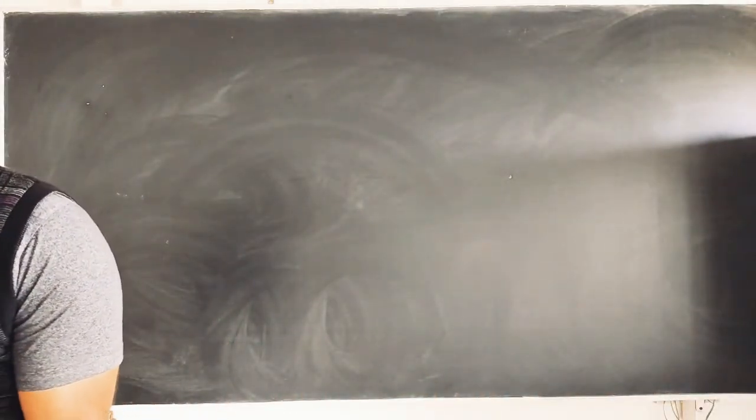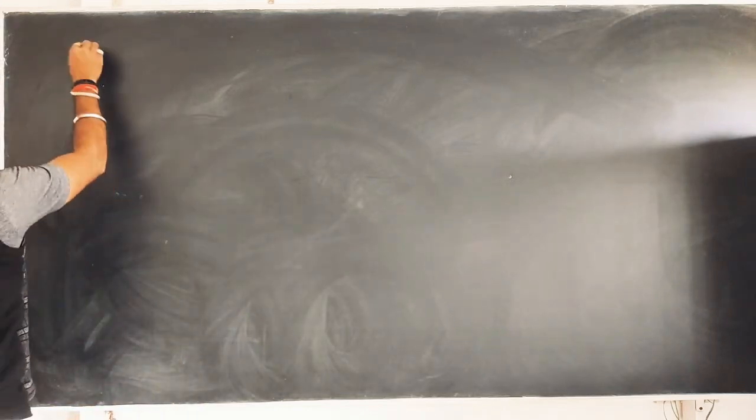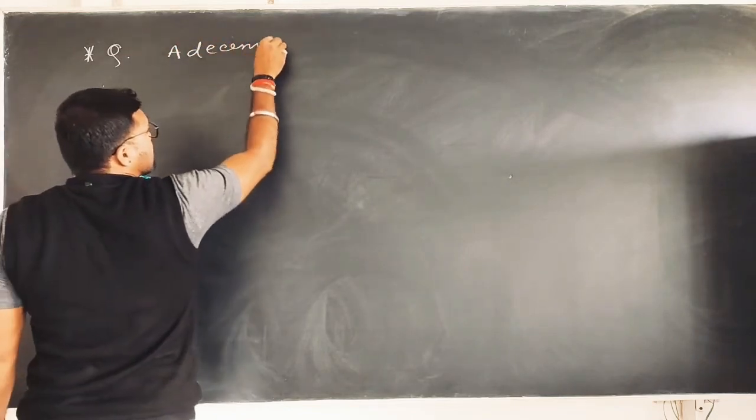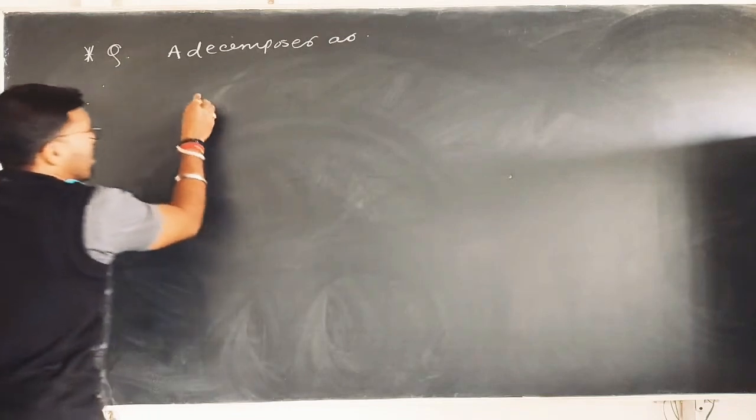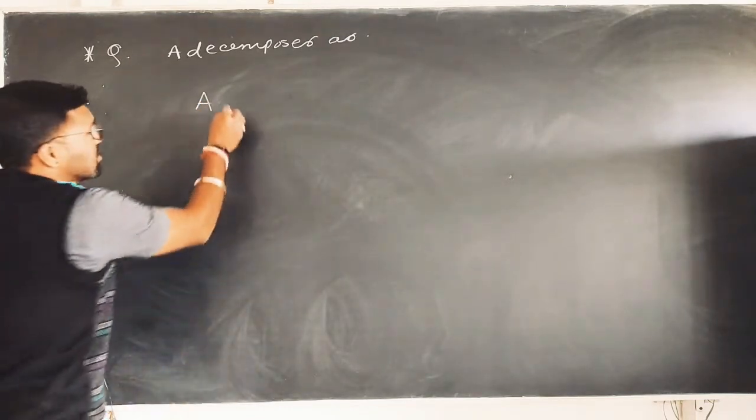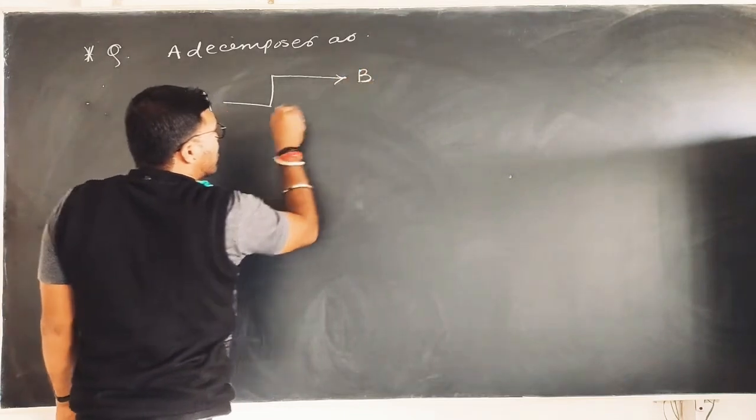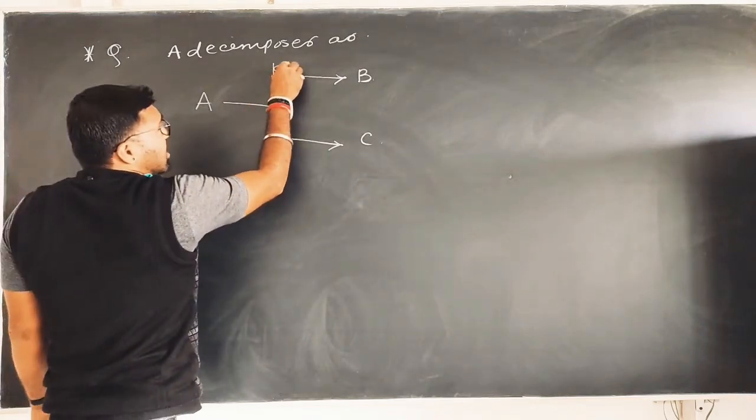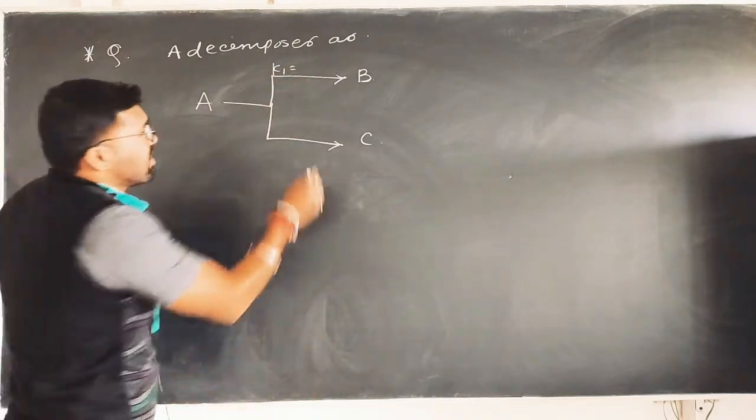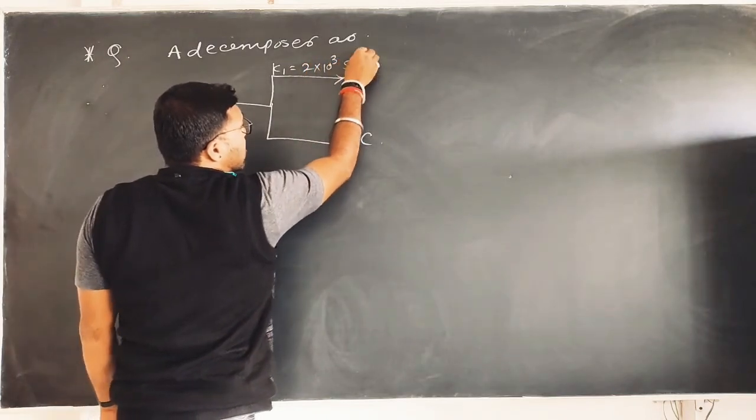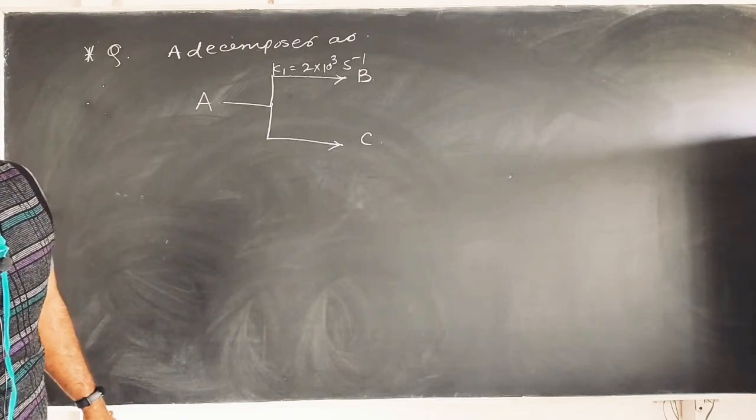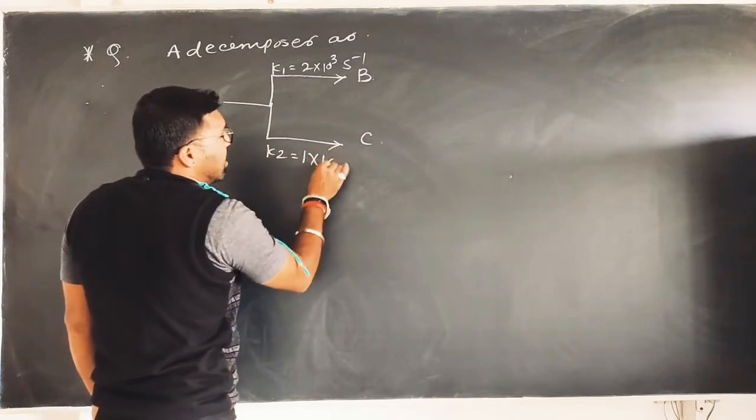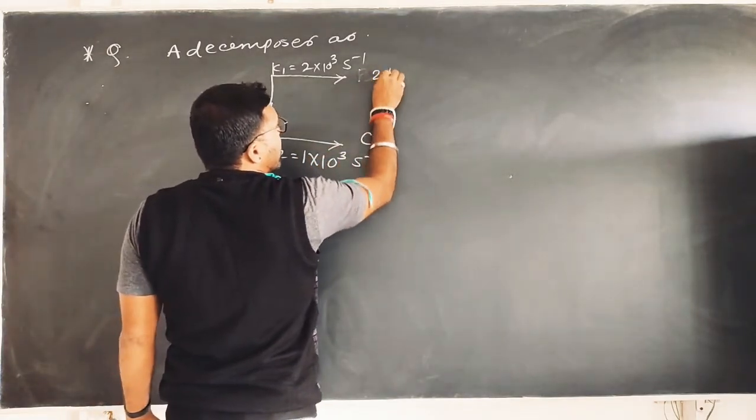The decomposition of A is taking place as follows. In a parallel reaction, A decomposes to 2B, and at the same time A decomposes to C, with the rate constant K1 equal to 2 into 10 raised to 3 per second, while the rate constant for the second reaction K2 is equal to 1 into 10 raised to 3 per second.